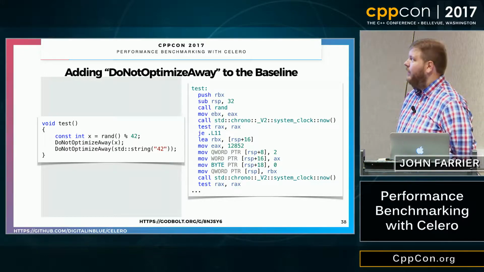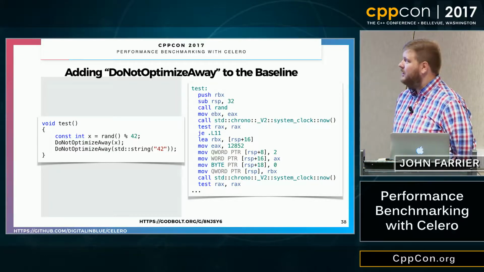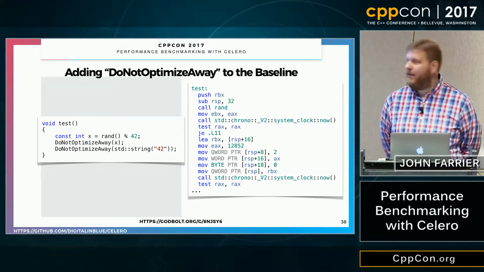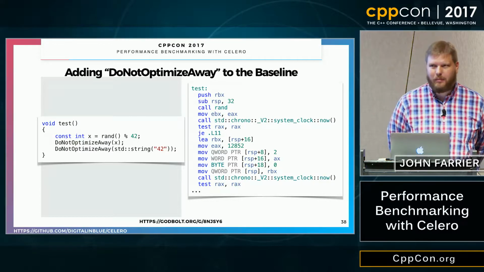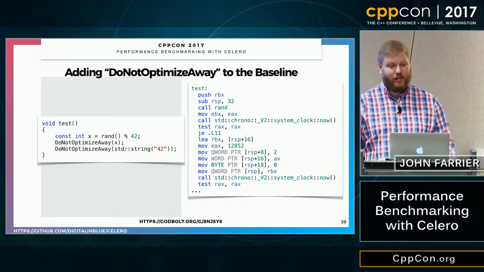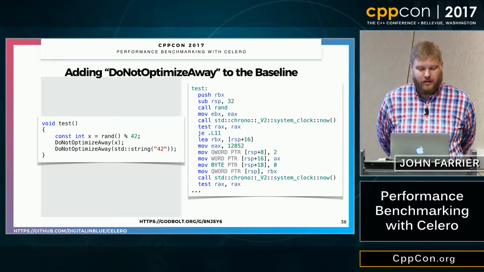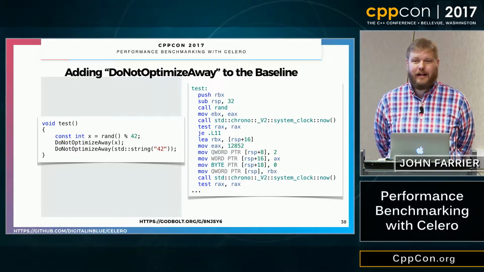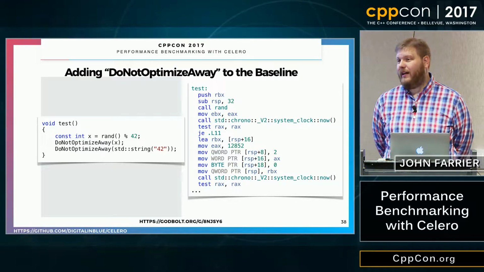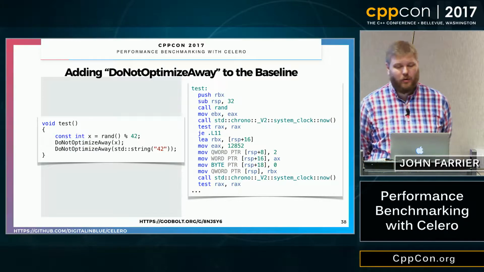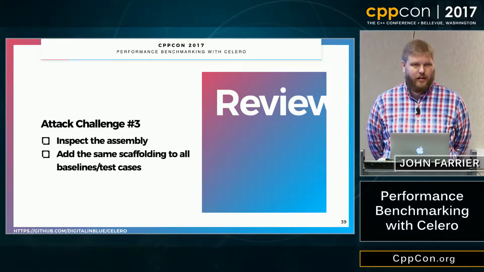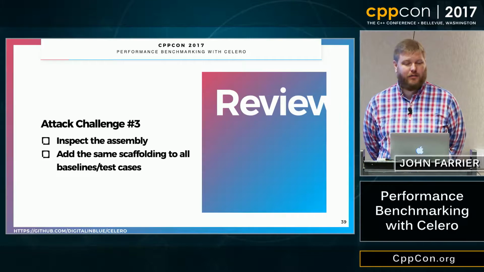And this goes on and is much larger, and we can see some strings and things. And I have a link there at the bottom so you can pull it up and look at all that glorious assembly if that's your thing. But the point is that we've verified now that our baseline is doing the kind of thing that we actually want it to do. And that helps us attack challenge number 3.